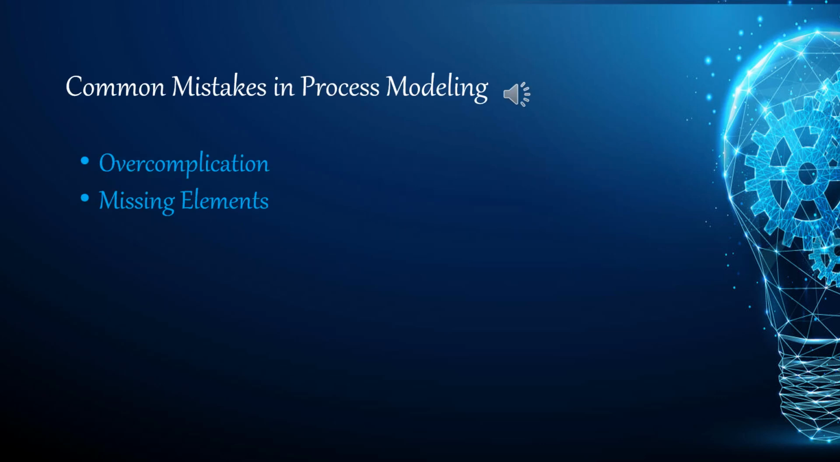Now we'll discuss the common mistakes in process modeling, which include overcomplication and missing elements: making models too complex, omitting key components, and misusing BPMN elements. To create effective models, keep them simple, logical, and structured according to BPMN best practices.